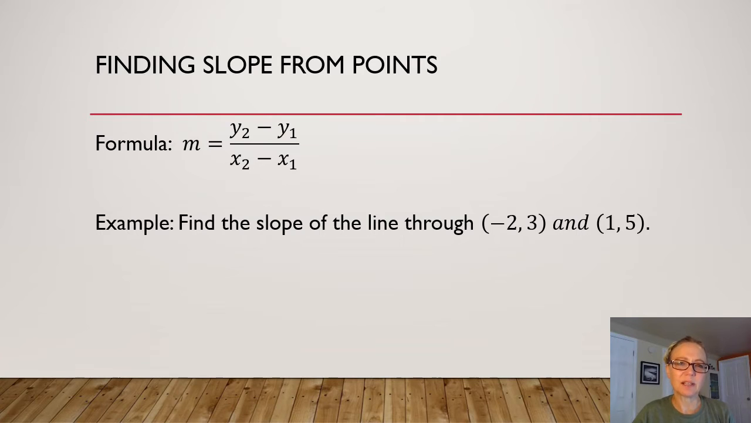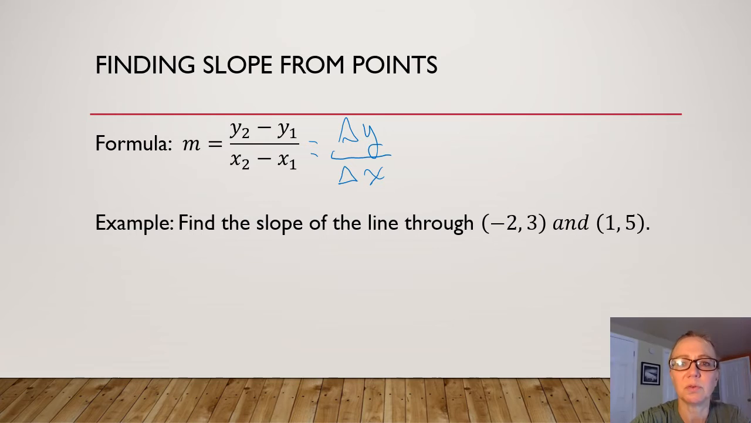All right, now we're going to practice finding slope when we're given an ordered pair. We want to find the slope of the line through the points (-2, 3) and (1, 5). We have a formula for slope: y2 minus y1 over x2 minus x1. Now, y2 minus y1 is just the math way of writing delta y, and the denominator likewise is the math way to write delta x.